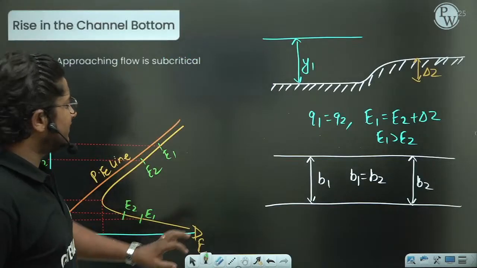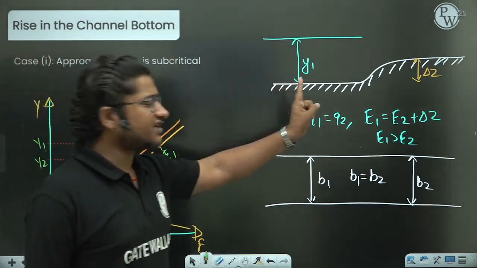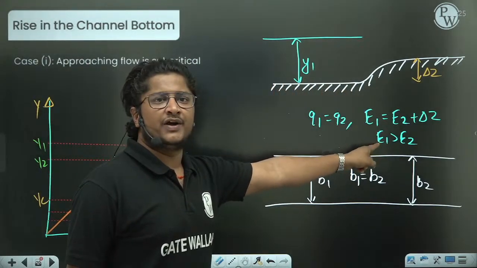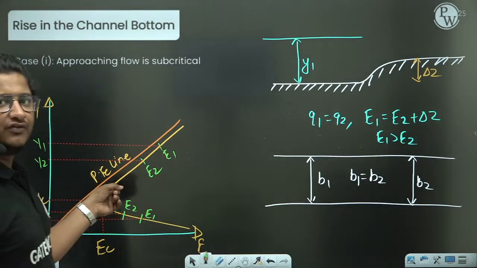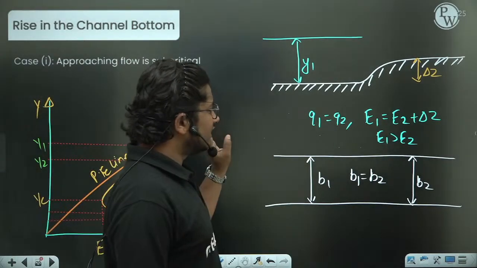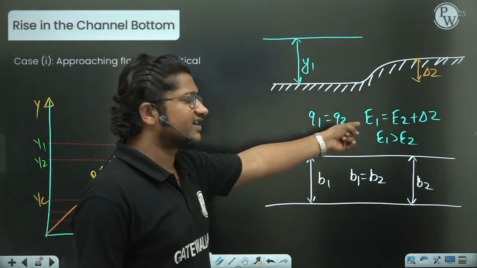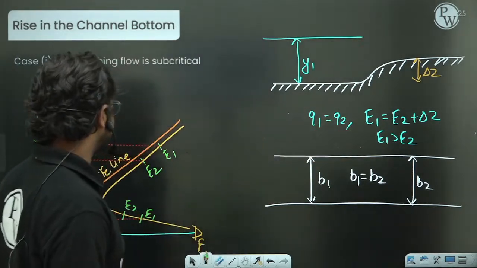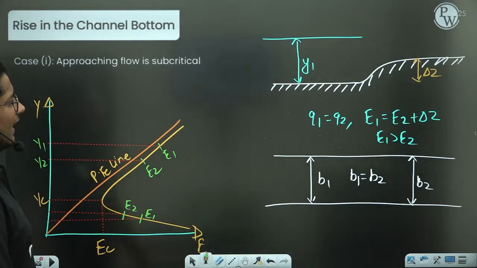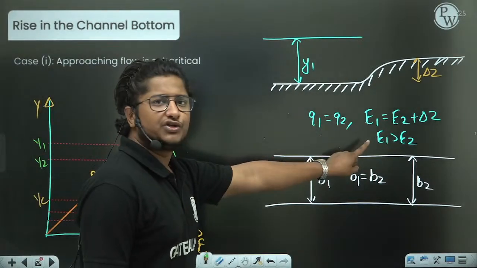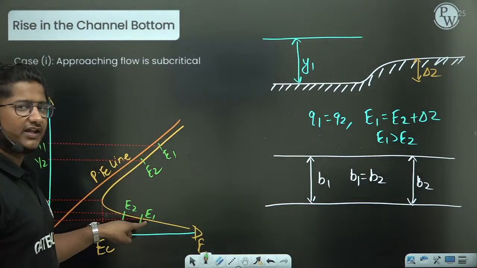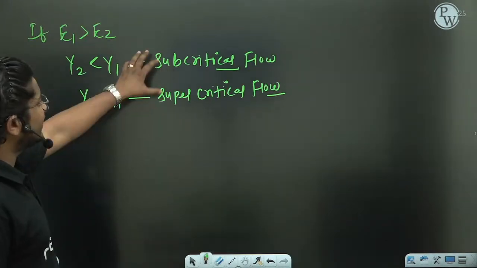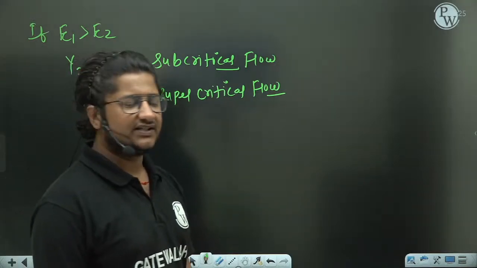Have you understood this part? First logic: whenever there is a difference in any quantity, you have to use that specific energy curve. Here specific energy difference is there, so we are using the specific energy curve. Now, this E1, E2, you need to plot. First time I am plotting in the subcritical zone, and another time in the supercritical zone, and for that we are getting different things.